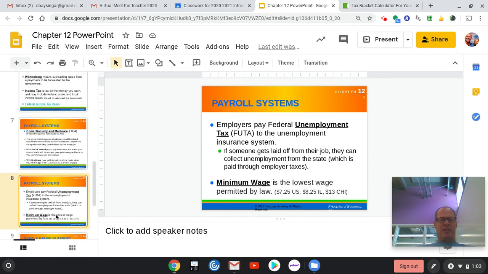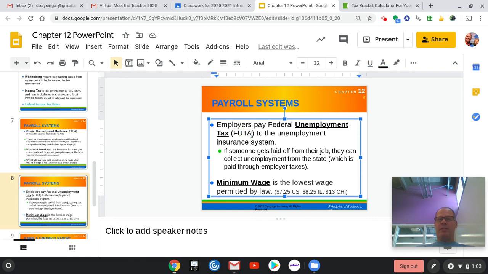Well, there's one more payroll system slide. Employers pay federal unemployment tax. You don't have to pay that, but the employer pays it for you, because if you get fired from the job or get laid off and you've worked there for so many months, at least 6 months, I think it is, then you can claim unemployment insurance, which is a temporary benefit you can get while you're looking for another job. And then it talks about minimum wage here.